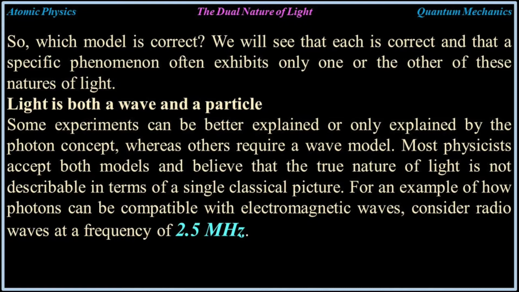Some experiments can be better explained or only explained by the photon concept, whereas others require the wave model. Most physicists accept both models and believe that the true nature of light is not describable in terms of a single classical picture. For an example of how photons can be compatible with electromagnetic waves, consider radio waves at a frequency of 2.5 megahertz. That's 2.5 times 10 to the sixth hertz.